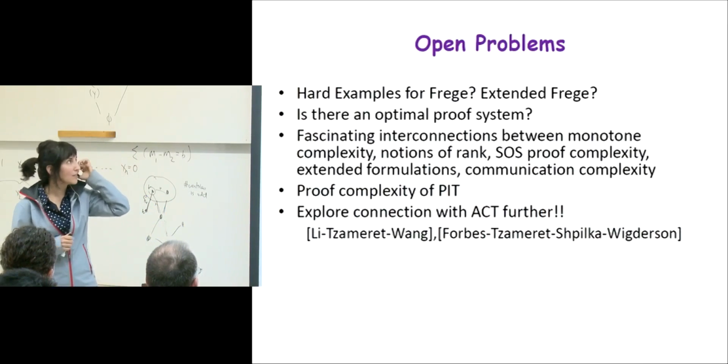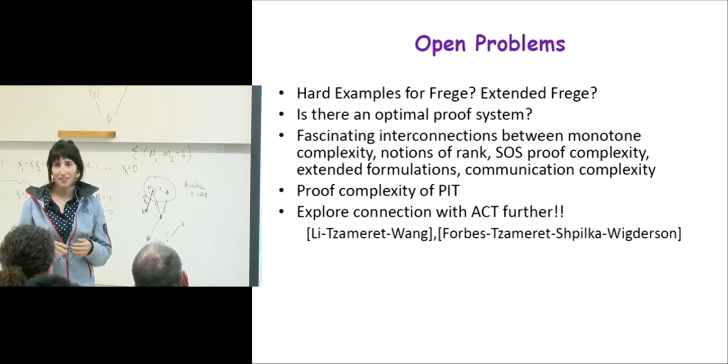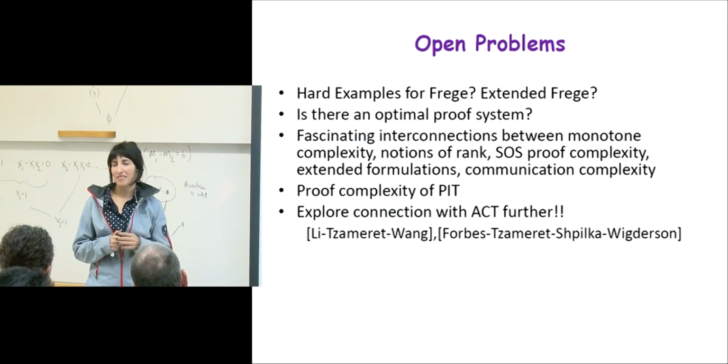A couple of old classic ones is hard examples for Frege and extended Frege. Everybody just assumes that Frege is not polynomially bounded, that Frege is weaker than extended Frege, and that extended Frege is not polynomially bounded. But I think that this assumption is really on shaky grounds relative to our belief that P doesn't equal NP. We have pretty much no really convincing examples that exponentially separate Frege proofs from extended Frege proofs. And we don't have, in my mind, very convincing examples at all for why extended Frege is not polynomially bounded. There are some examples, but it's not convincing that they're really hard.